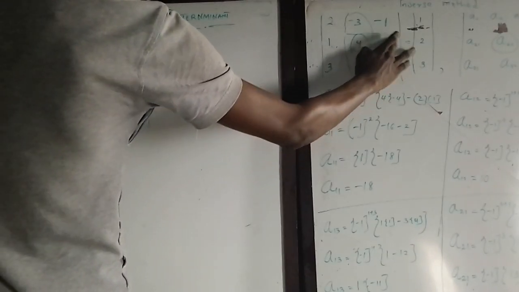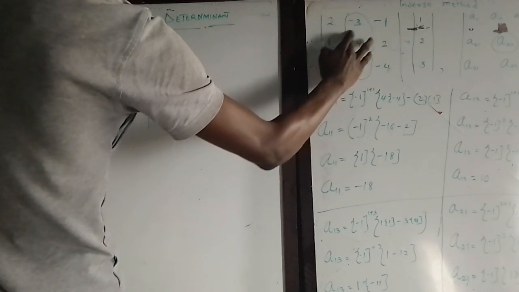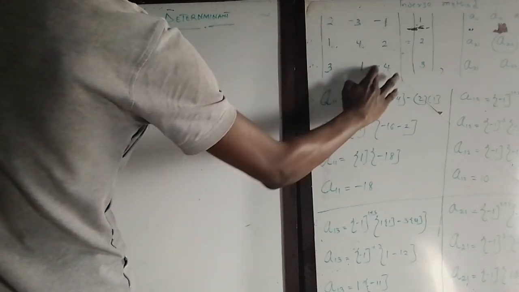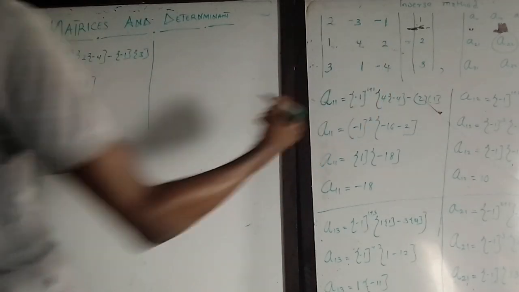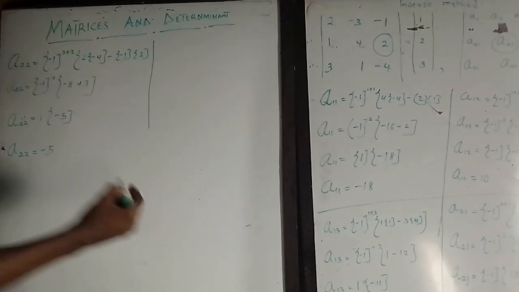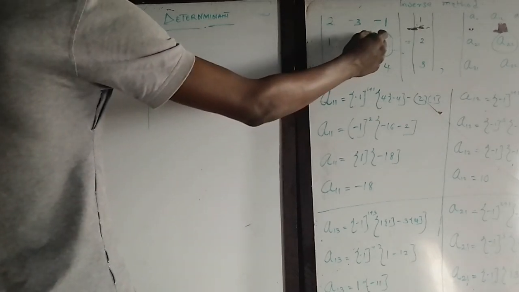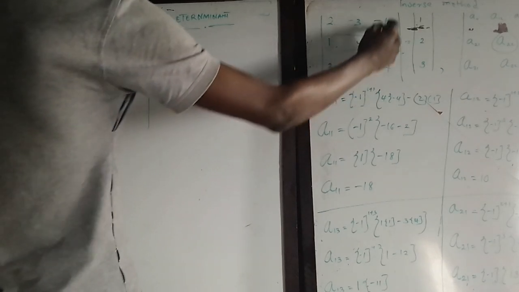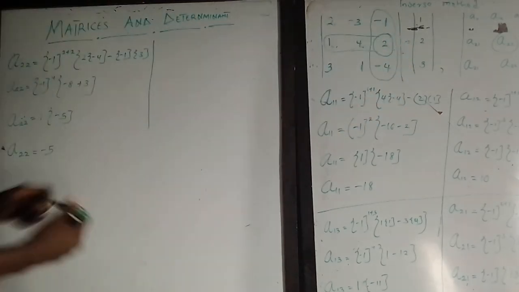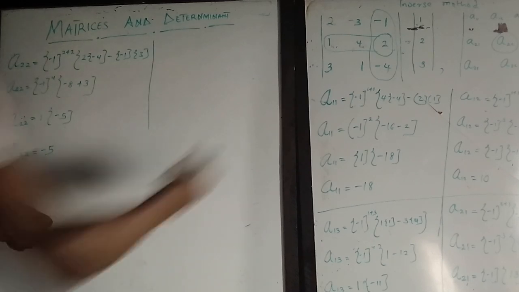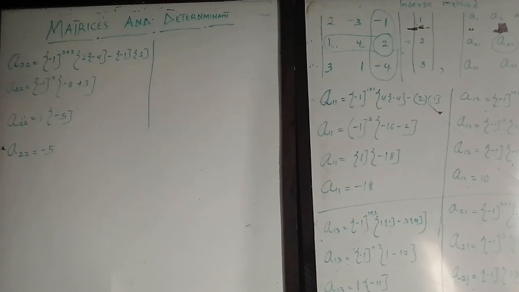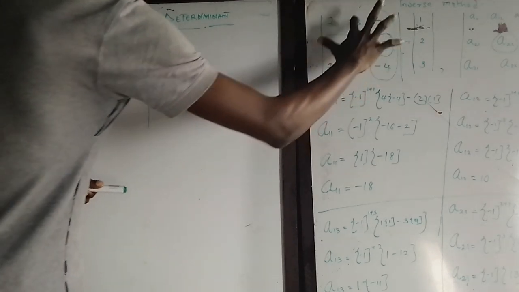So I want to clean this. We are going to clean this. Then we move to A23. So A23, this will affect this. Then this will affect this. So A23 is affecting the column beside it, and the row attached to it. So now we are making use of this 2, 3, minus 3, and 1.